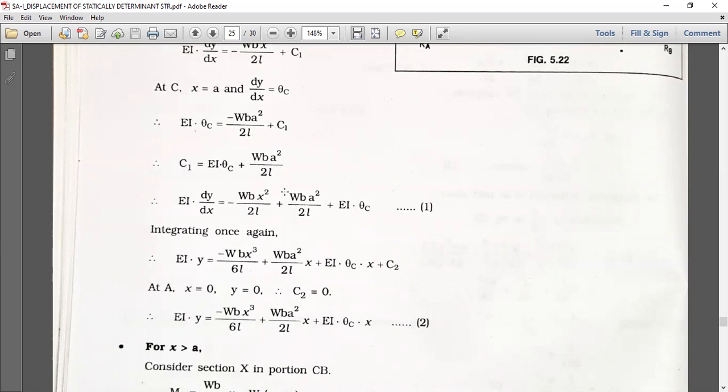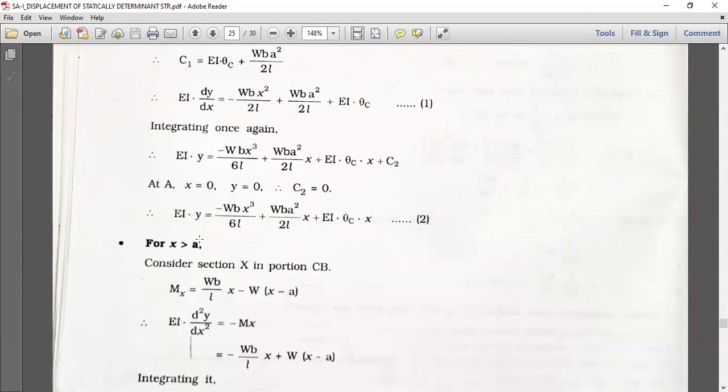Integrating once again and put the point x is equal to 0, y is equal to 0, C2 is equal to 0. EI into y is equal to minus W B x cube divided by 6L plus W B A square divided by 2L x plus EI into theta C into x.